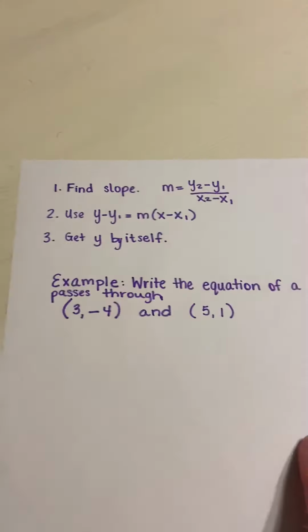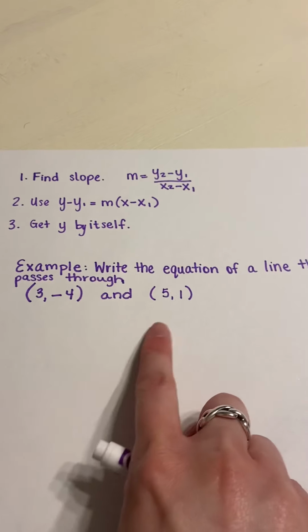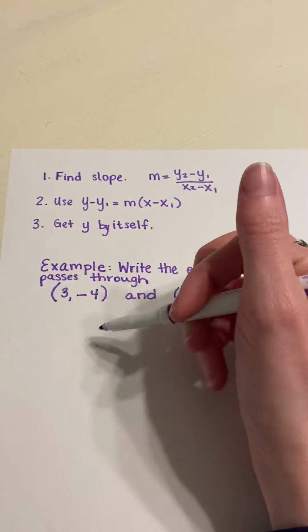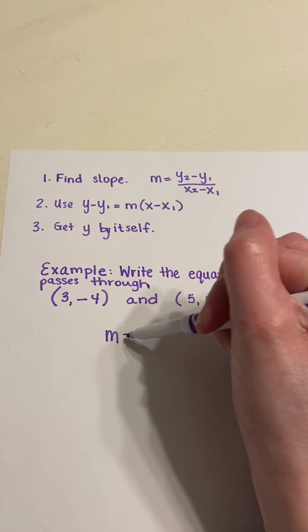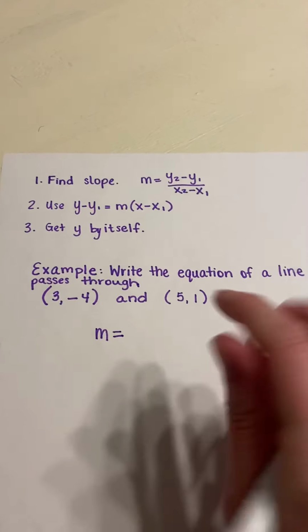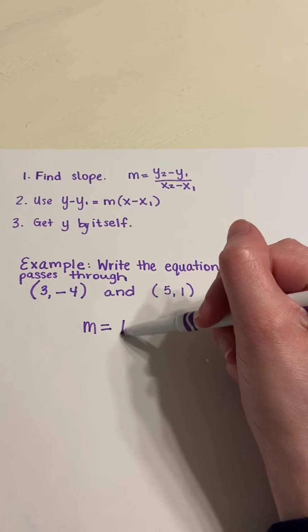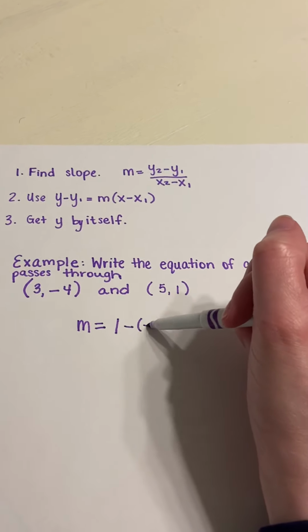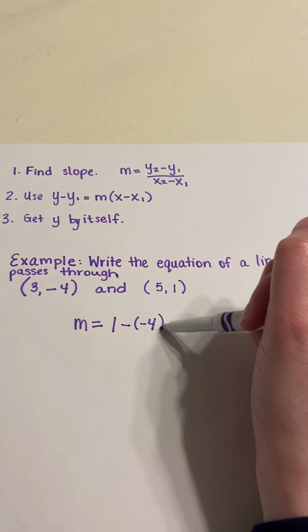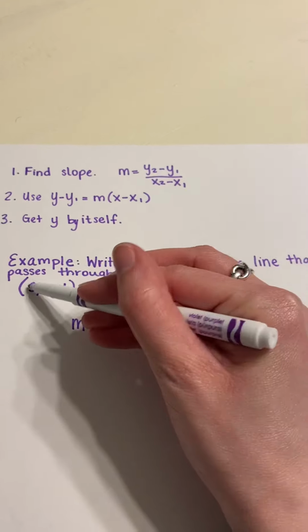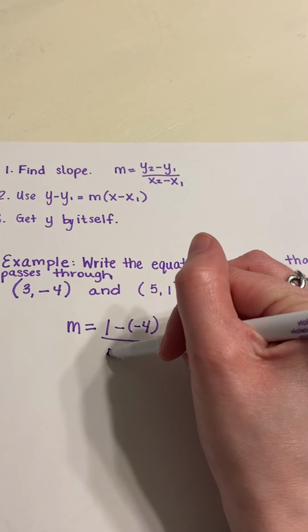Write the equation of a line that passes through these 2 points. Okay, first step, let's find the slope. So we have m equals. Take the difference in your y. So we have 1 minus negative 4. On the bottom, we have 5 minus 3 for the difference in the x's.